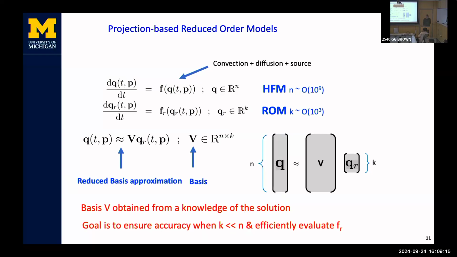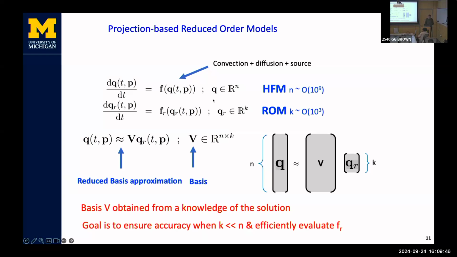So let's start with the full order model. Think about this as your high fidelity CFD simulation of this full system, where you've done the spatial discretization, and so you're left with a set of ordinary differential equations. This F would be all of your spatial fluxes and source terms in your CFD solver. And typically, for the example that I showed in the first slide, you have about 1 billion unknowns. Okay, so that's your full order model.